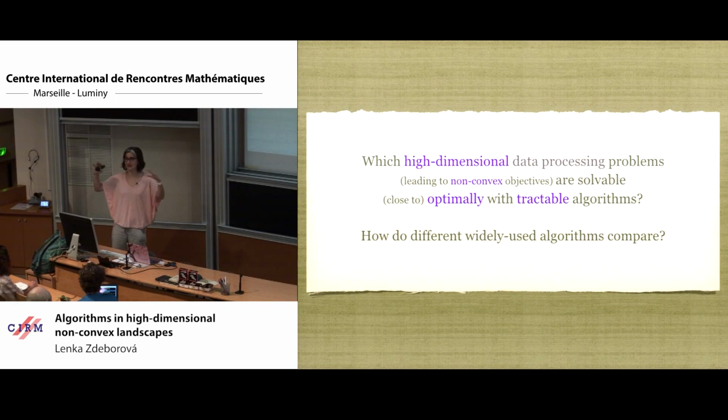The main overarching question that I'm thinking about in different contexts these days is this: which high-dimensional data processing problems that, if set as an optimization problem, lead to a non-convex objective are solvable close to optimally by tractable algorithms? I guess many of the questions that you are asking are also a variant of this question. And in particular, if you look at widely used algorithms for non-convex optimization, how do they compare? That, of course, is very overarching for many problems.